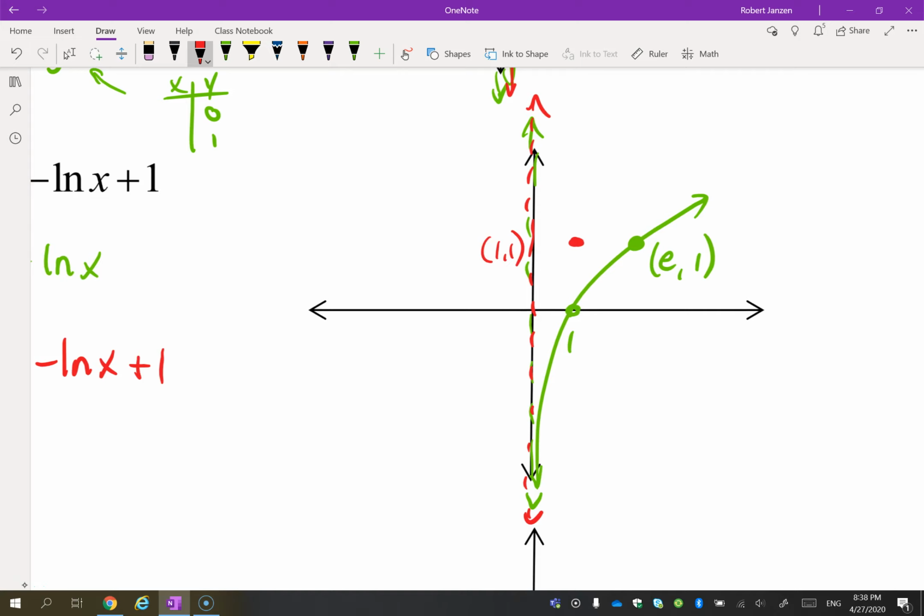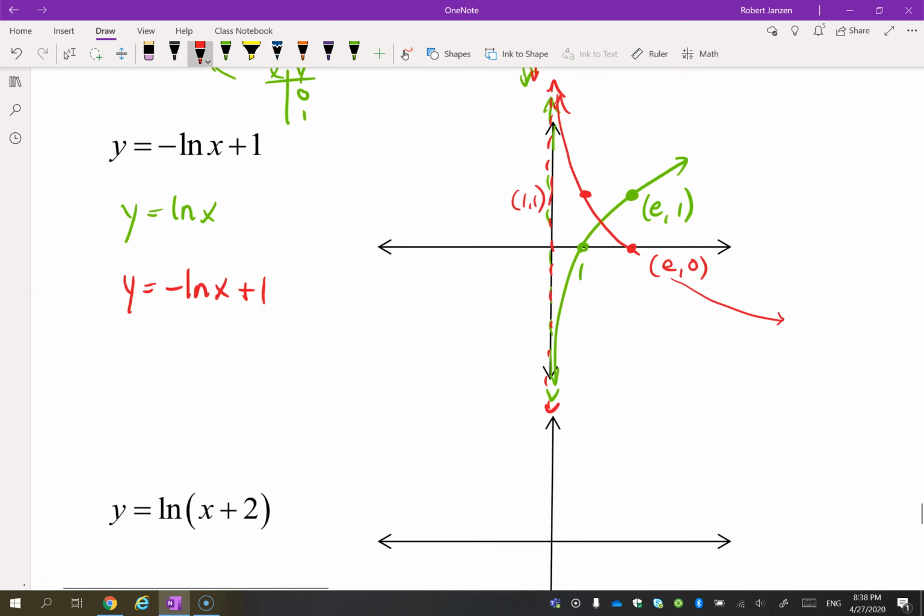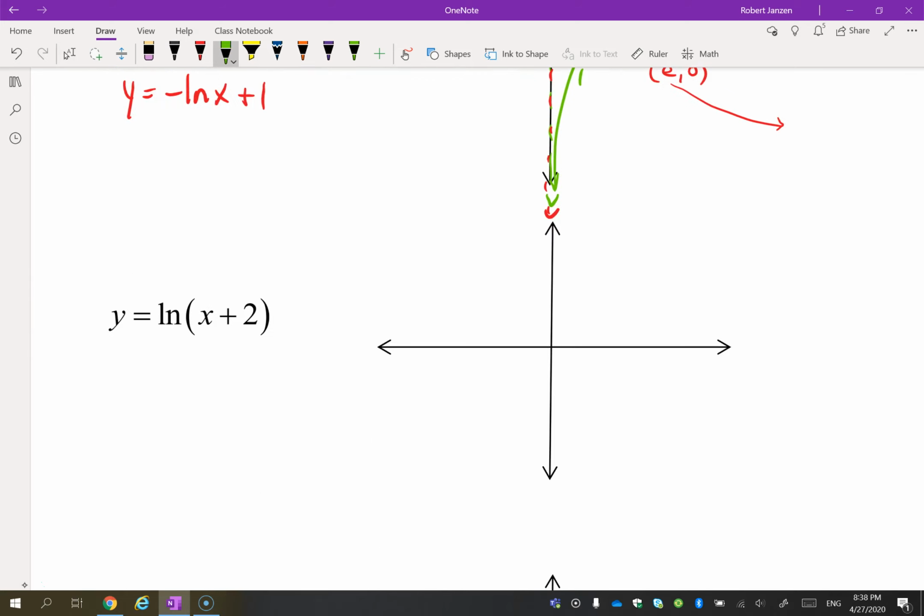And then if I take this one and flip it, it's going to become e, negative 1, but then up 1, it will become e, 0. And so this graph would look something like that. Okay. Let's do y equals ln x. That's like this.